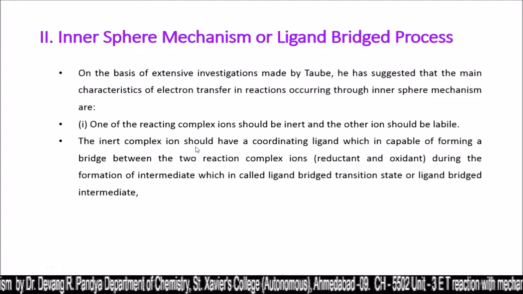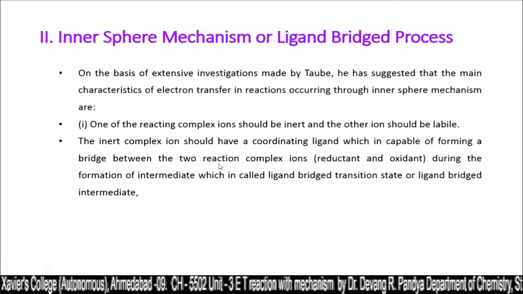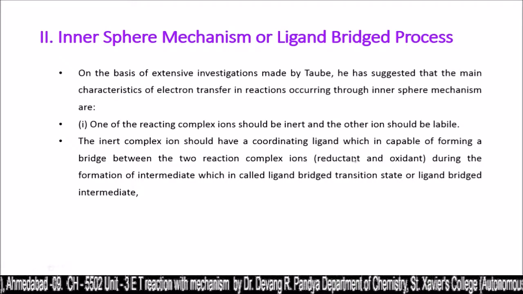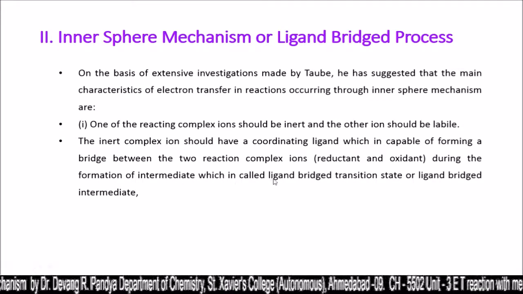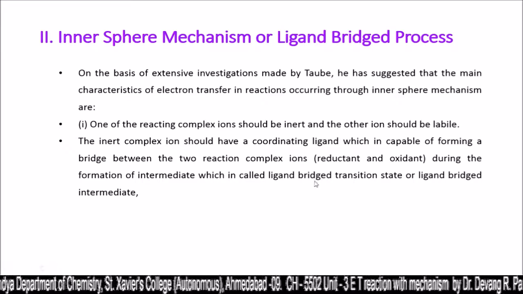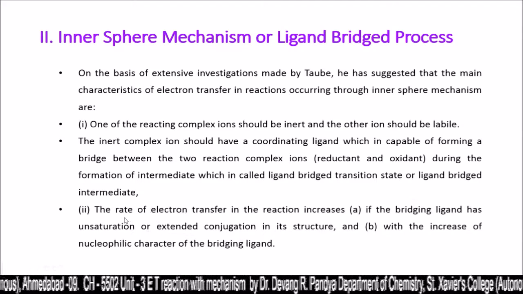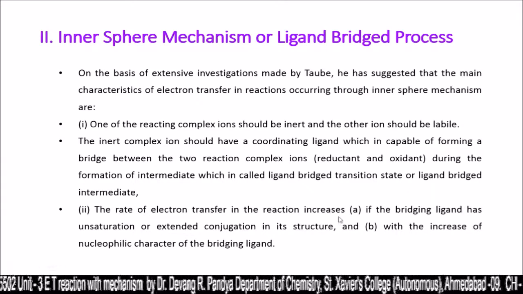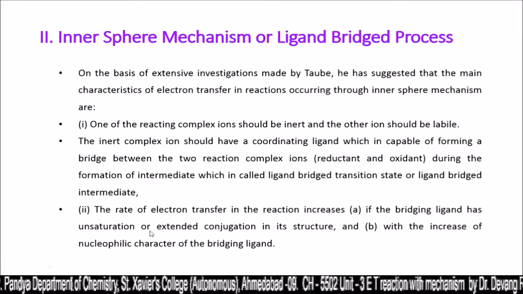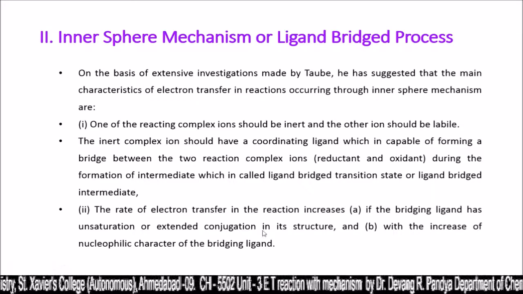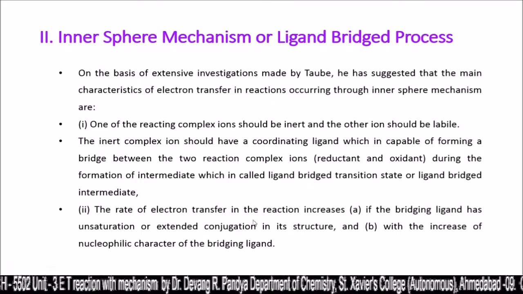The inert complex ion should have a coordinating ligand which is capable of forming a bridge between the two reacting complex ions, the reductant and the oxidant, during the formation of the intermediate, which is called the bridged transition state or ligand bridged intermediate. The rate of electron transfer increases if the bridging ligand has unsaturation or extended conjugation in its structure, and with the increase of nucleophilic character of the bridging ligand.